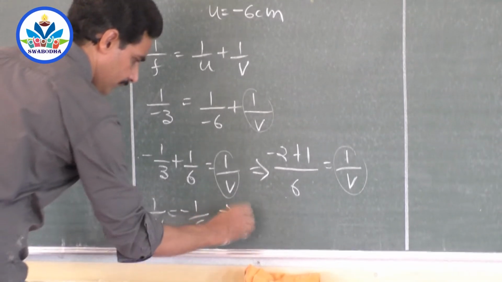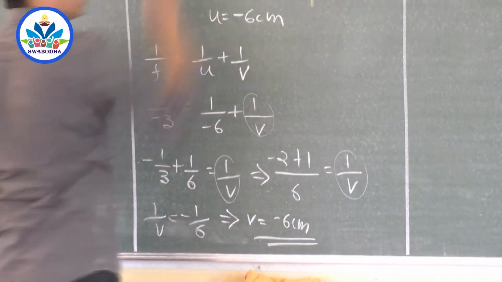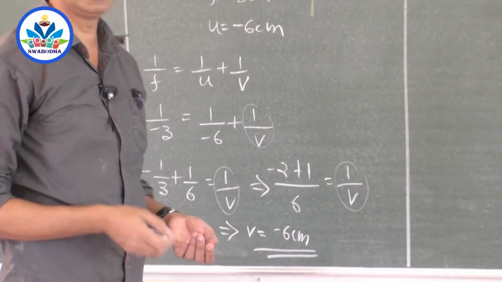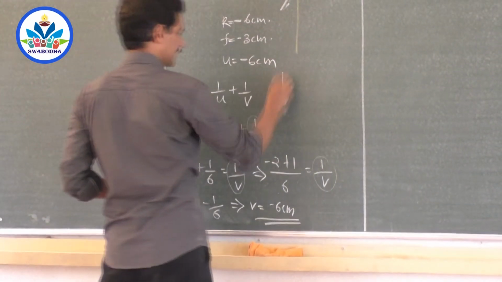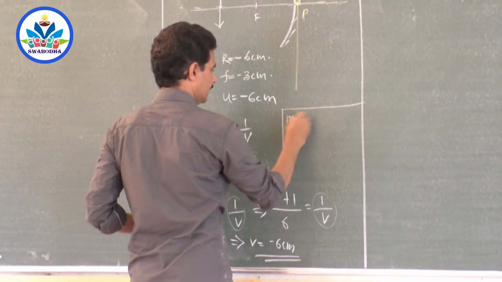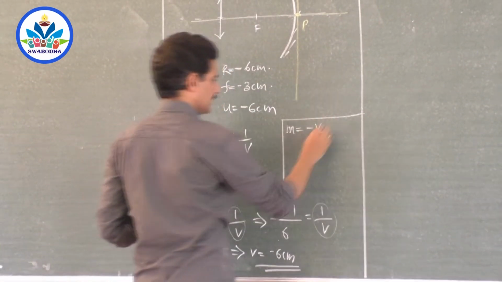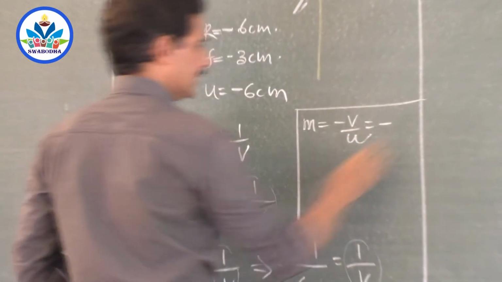What does it imply? V is equal to minus 6 centimeter. Image is also formed at the same place as the object. Of course, the shortcut method is simply applying the theory and getting the answer. What is magnification? Magnification is minus V by U. If you substitute this, the minus is in the formula itself, then V by U.